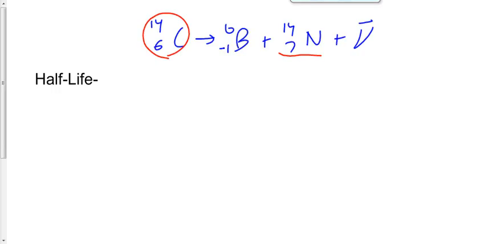And after one more half-life, we've got 250 grams of carbon-14. And after one more half-life, we've got 125 grams of carbon-14, and so on and so on. We keep going down by a half with each half-life we have.